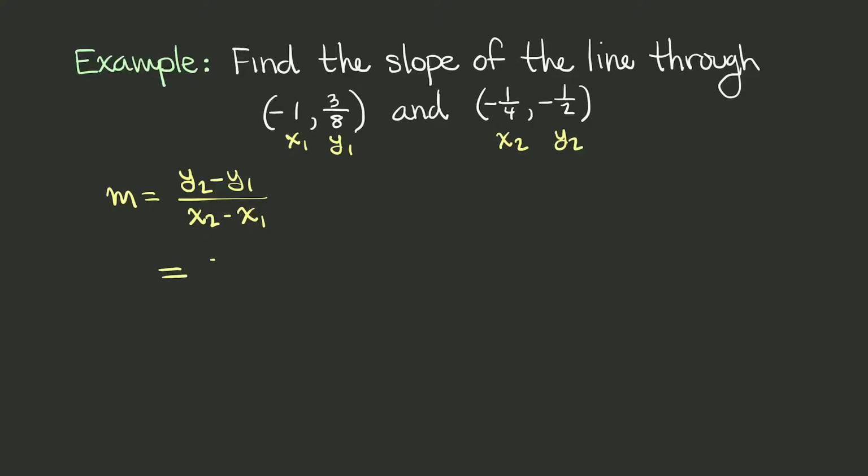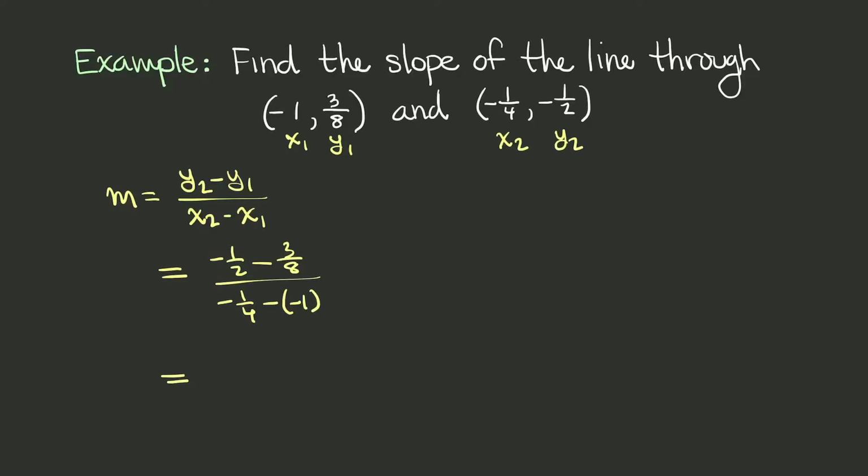And so we'll compute this by plugging in these values. So y2 is -1/2, and then we'll subtract y1. y1 is 3/8, so we have minus 3/8. And then we're dividing that by x2, which is -1/4, minus x1, so minus -1. Let's start by simplifying this a little bit. In the numerator, we have the denominators of 2 and 8.